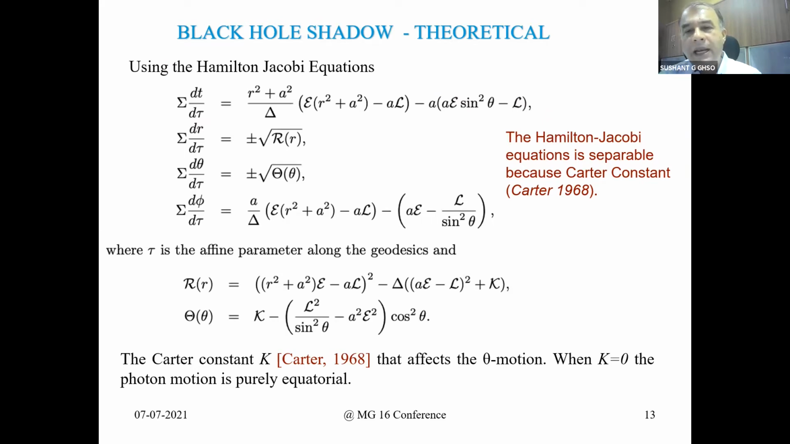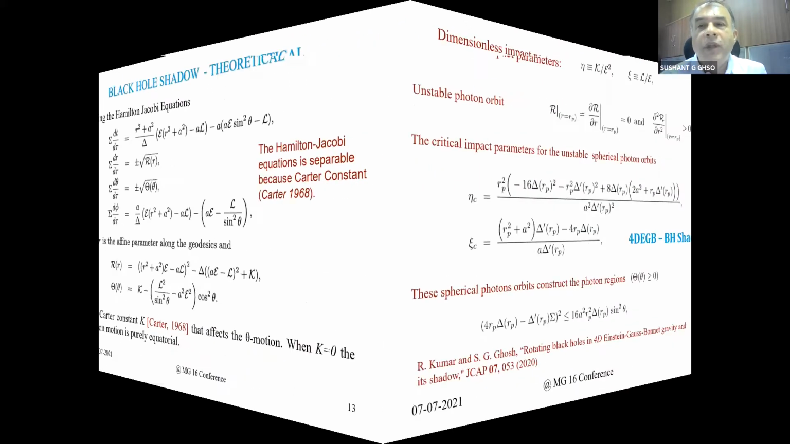So this metric, like the Kerr black hole, is independent of t and phi. That's why it admits two Killing vectors corresponding to two conserved quantities. And then you have an additional conserved quantity, the Carter constant. Carter gave the idea to write the Hamilton-Jacobi equation using the proper action. They solve that equation into first order differential equations, and that is sufficient for our shadow work, right?